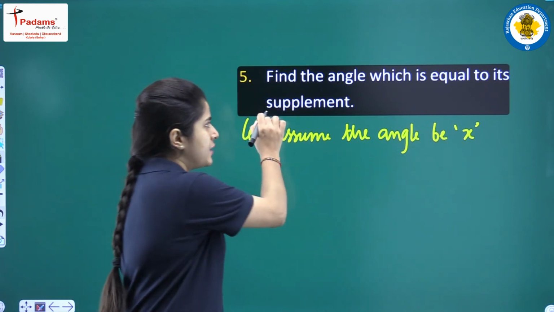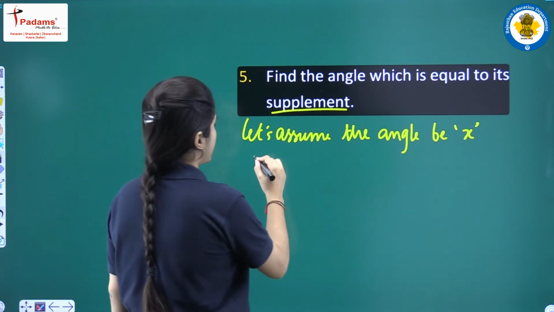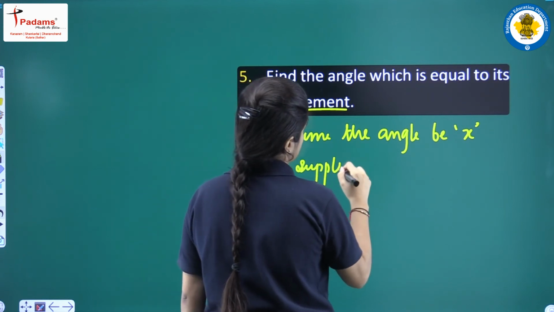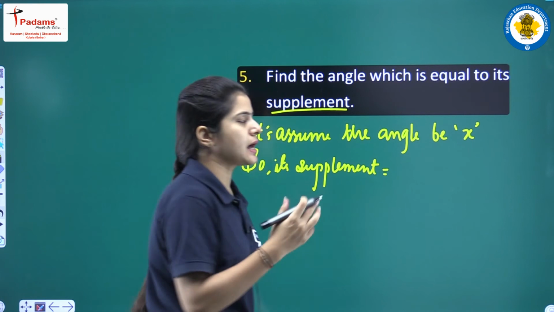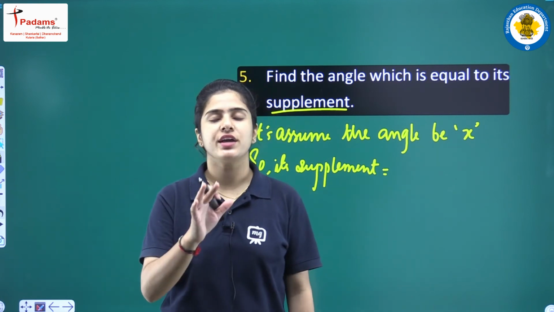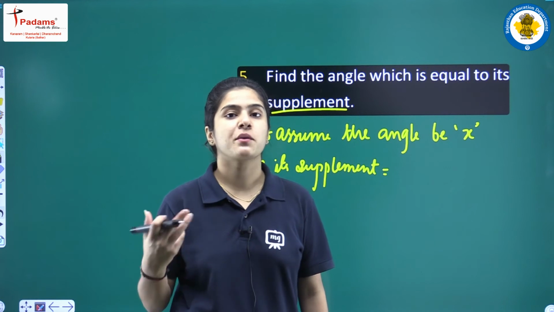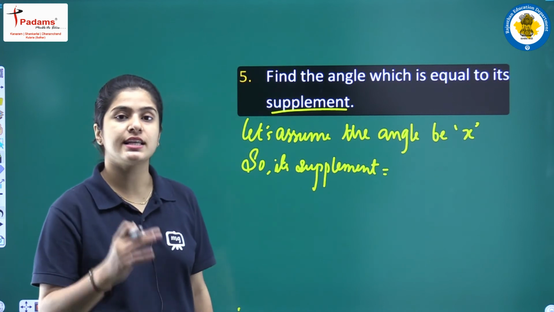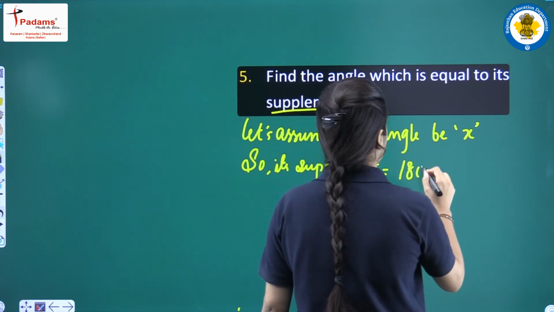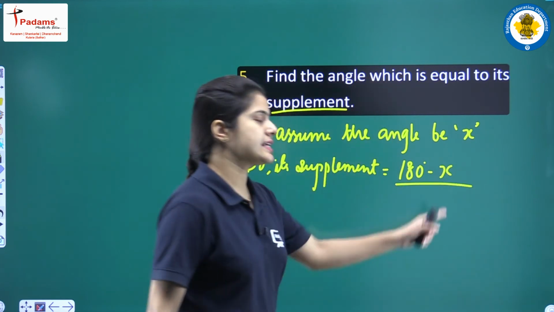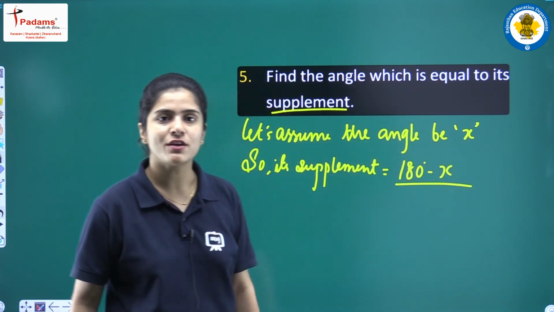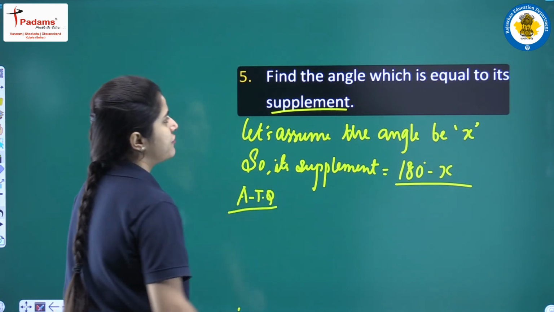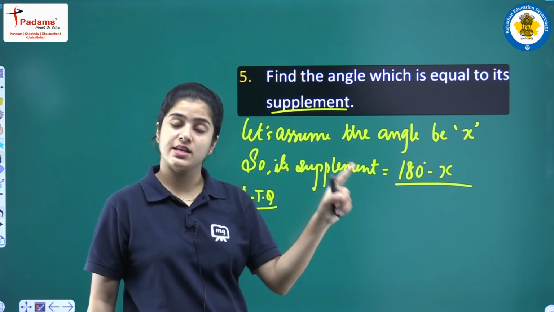So firstly we have to find out its supplement. So what is the supplement of x, students? Supplementary angles are the angles whose sum is equal to 180 degrees. So the supplement of x is equal to 180 degrees minus x, okay students. This is the supplement, and this is the angle itself. So according to the question, we have to find out the angle which is equal to its supplement.